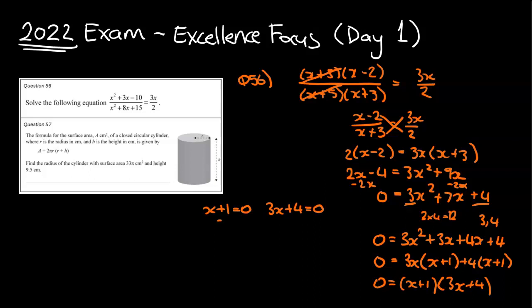That'll get me my two answers. So we're going to go minus 1, so x. The first answer of x is equal to negative 1. And the next one, we're going to go minus 4. So that means 3x will be equal to negative 4. And I've then got divide by 3. So x will be equal to negative 4 over 3. And that's my second answer of x.